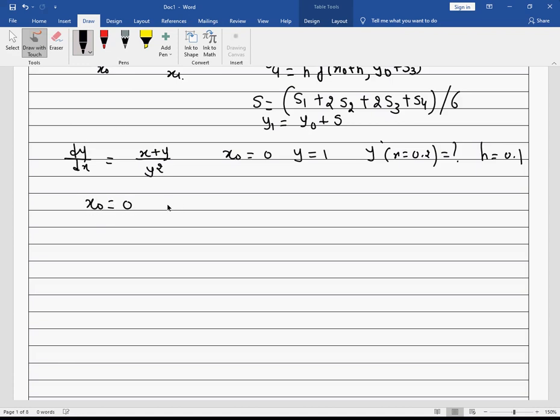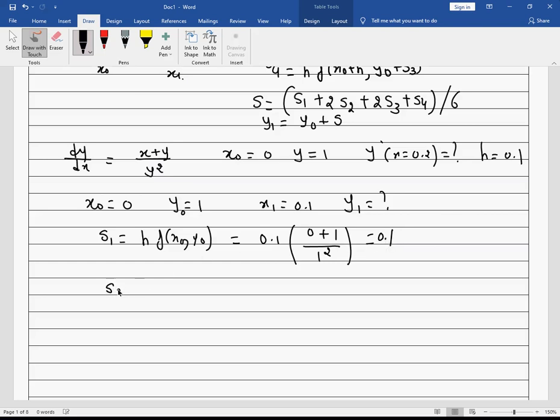So my x0 is 0, y is 1, x1 is 0.1. For that I need to find y1. So first I calculate S1, which is equal to h into f of x0, y0, which gives me 0.1 into my x is 0, y is 1, divided by 1 square. So you calculate this value, this is 0.1.